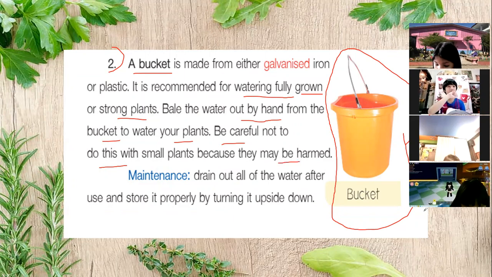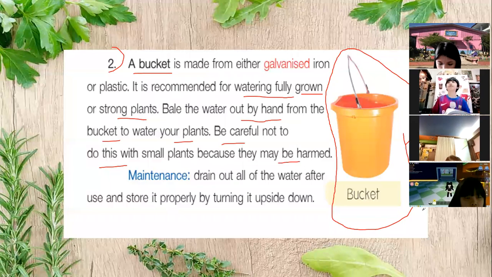So usually for small plants we use a watering can, but for strong plants, those which are fully grown, we use a bucket. You always have to be careful not to do this for small plants. Usually we use this for fully grown or strong plants, because it can damage the plants.